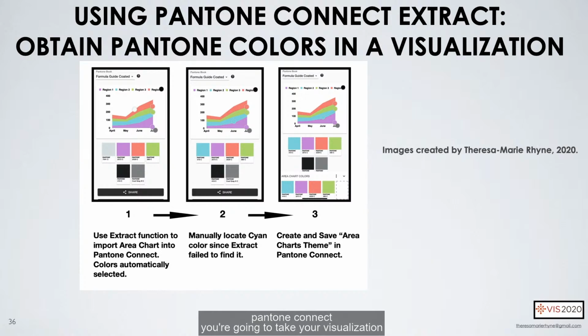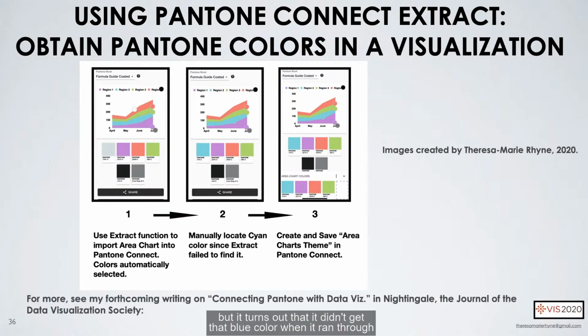You're going to take your visualization through Pantone Connect, run it through the extract function, and it's going to give you some Pantone colors. Why? Because you're going to have to talk that language to those graphic designers. So now you've run it through and you've gotten some Pantone colors. But it turns out that it didn't get that blue color when it ran through initially. So you've got to manually, on your mobile device, position those sensors so that it picks up that cyan color. I'm using cyan and blue interchangeably, shame on me, but it picks up that cyan color.